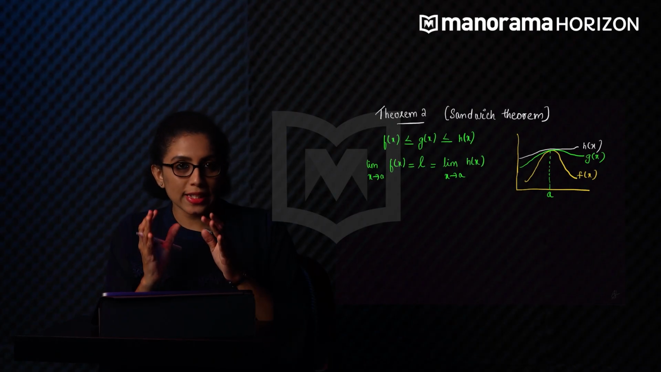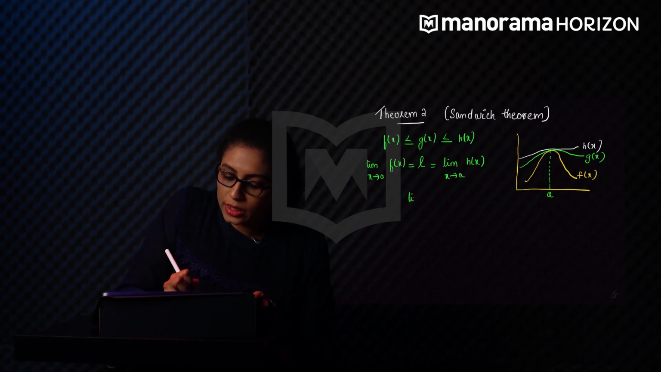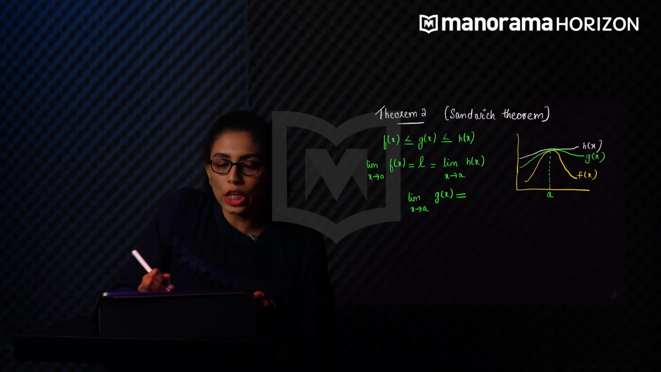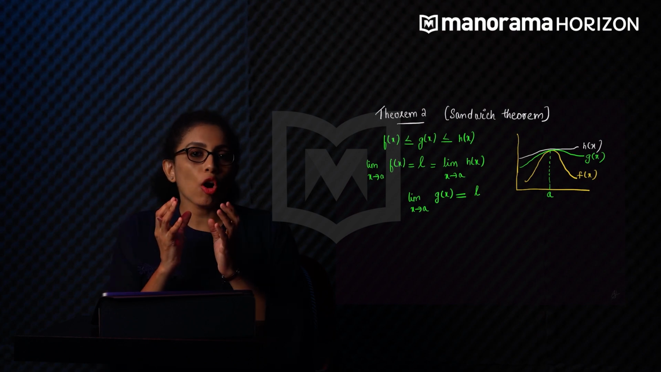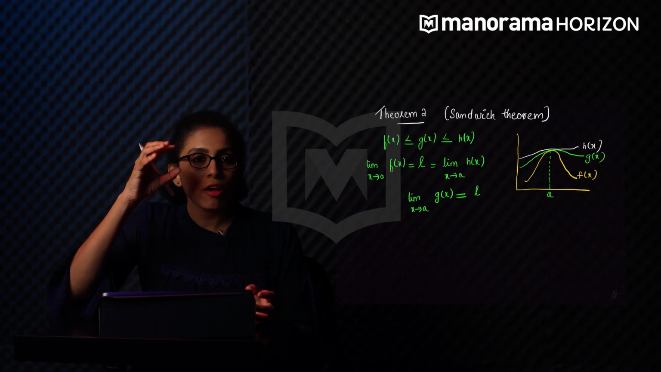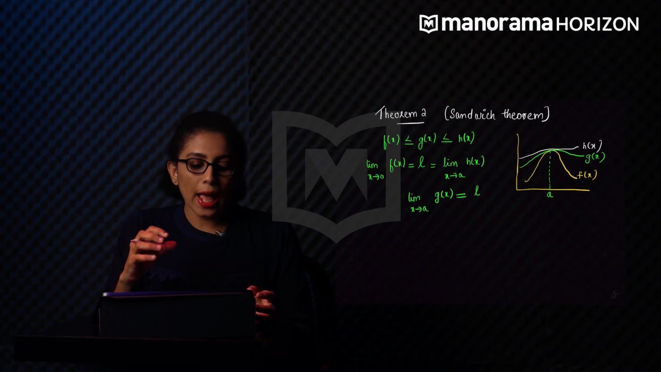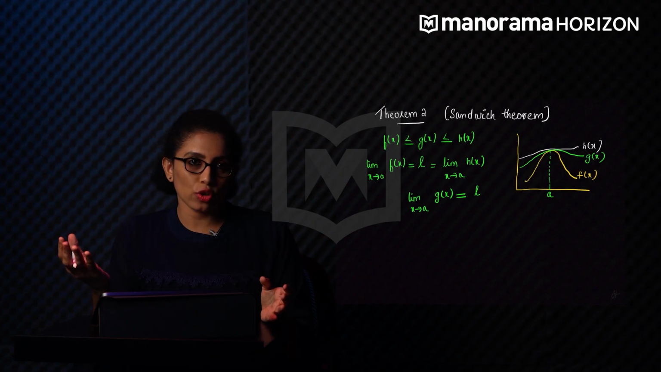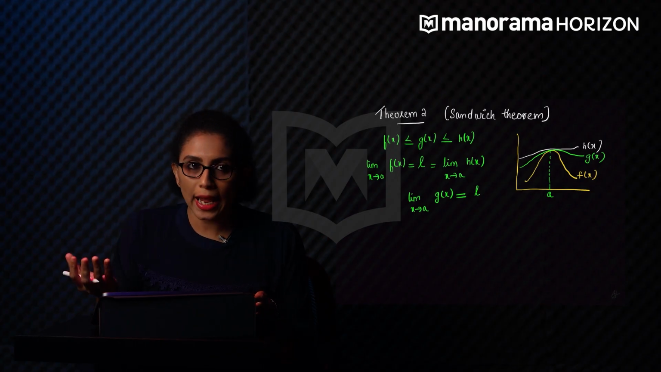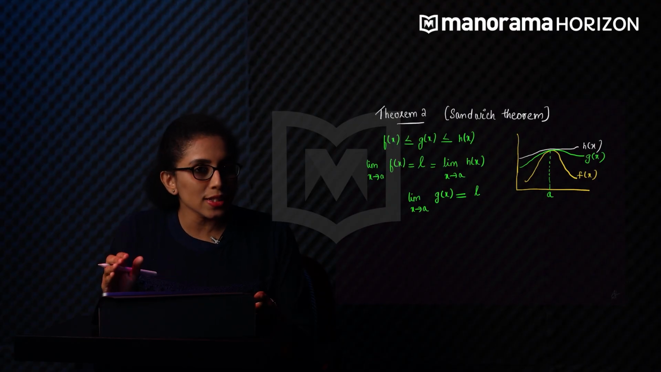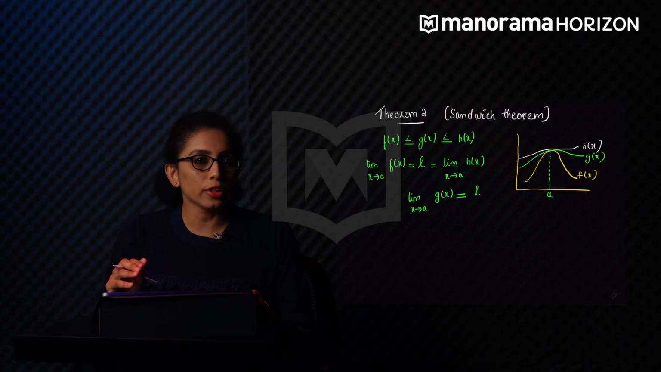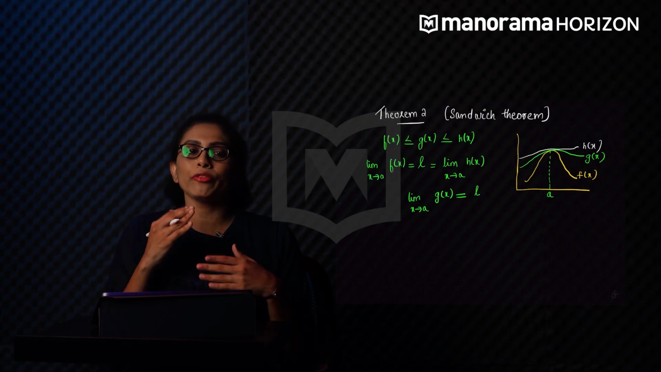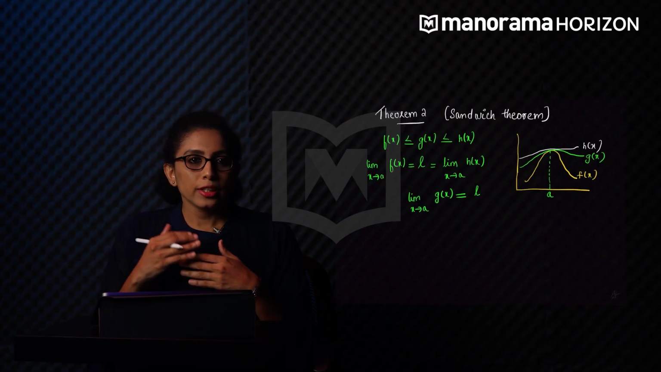If this condition is satisfied, then we can write limit x tends to a, g of x will always be equal to L, where L is called the limit of the function. That means we have to evaluate the limit of the function in the middle, that is g of x. And we know what f of x and h of x are, which are equal to a value called L. So if this is satisfied, then limit x tends to a of the middle function g of x will be equal to L. That is the limit of the function. And this theorem is very important and we have to use it in our further discussion.